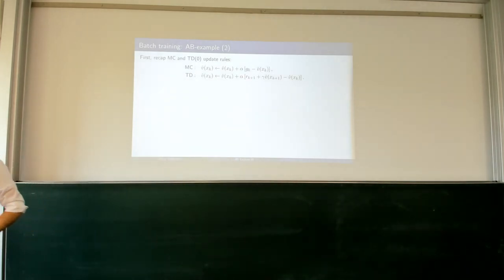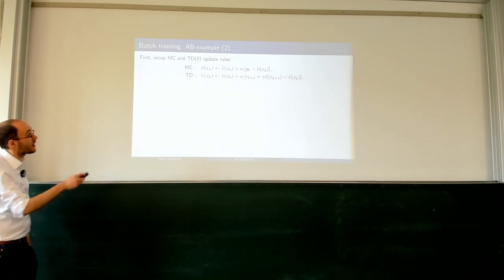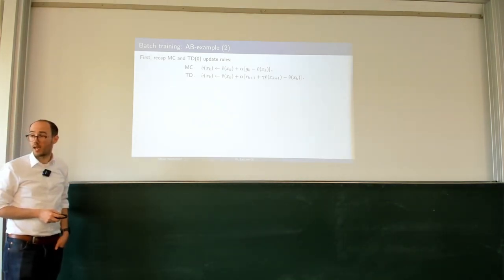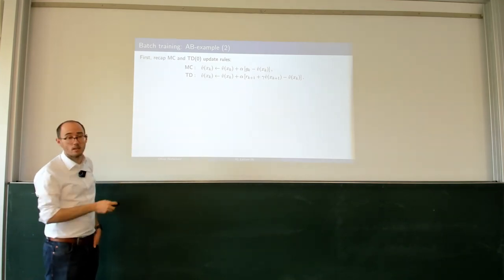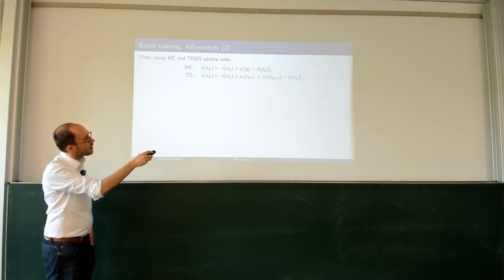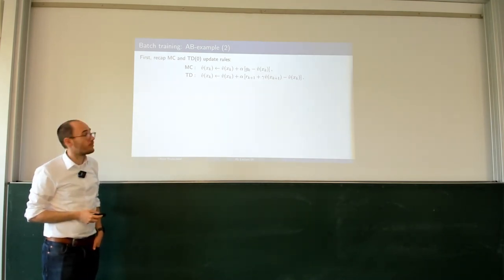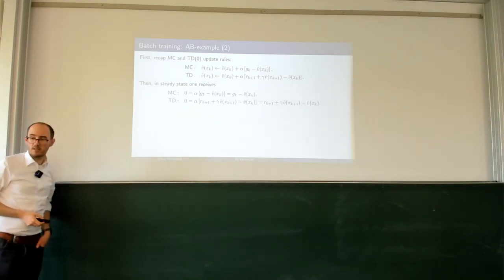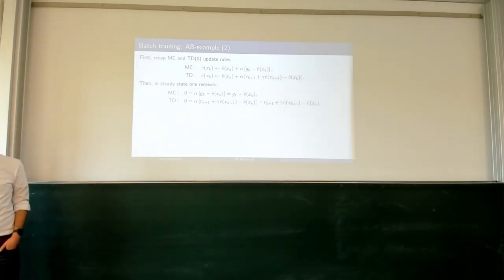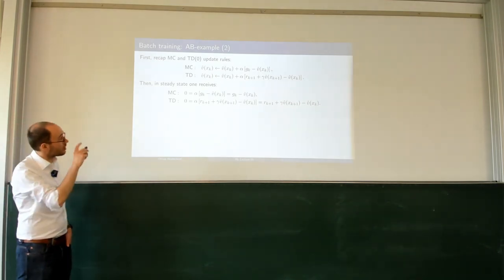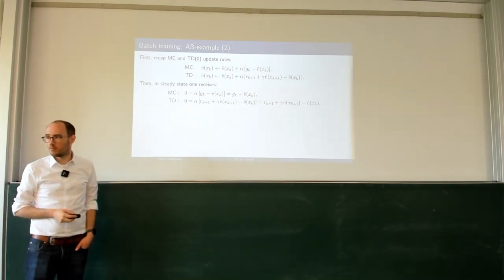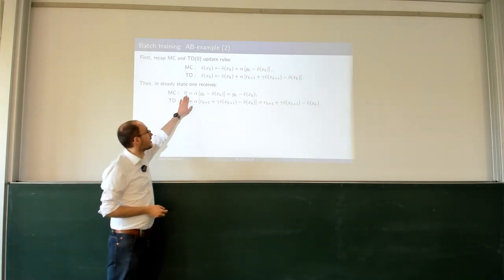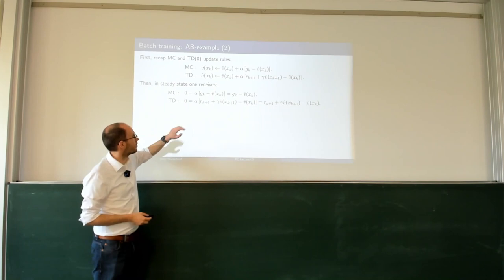Okay. In order to do so, we write down our update rules, right? So this is a recap at this point. This is our Monte Carlo update rule with the episodic return. And this is the TD update rule with the target using the bootstrapping approach. Since we assume that we are in steady state, if we do this with sufficiently small step sizes, that would mean that basically this TD error and the MC error would become 0, in the sense that we assume that we converge to the true values.